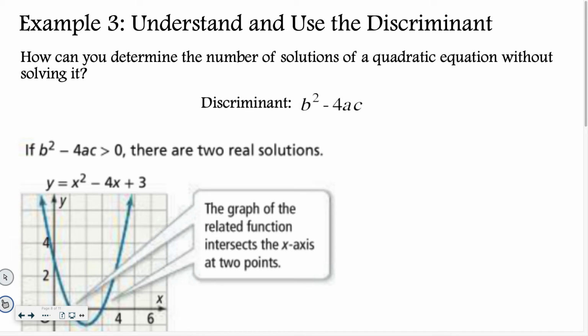The discriminant is part of the quadratic formula. It is the part that exists underneath that square root. It's b squared minus 4ac.